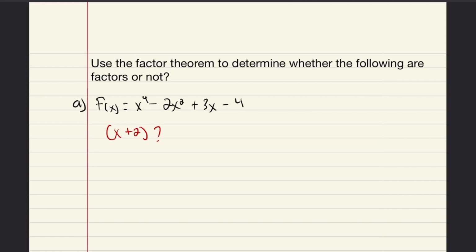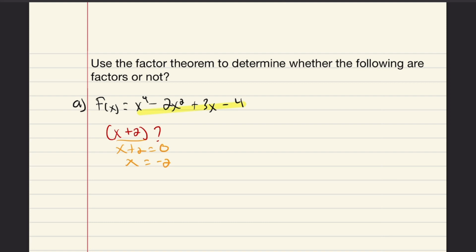So let's say we're asked to use the factor theorem to determine whether we're finding the factors or not. We have our polynomial here, x to the 4 minus 2x squared plus 3x minus 4, and we want to know if x plus 2 is a factor. First, let's get the exact x value by setting this bracket to 0. So x plus 2 equals 0, which means x is negative 2.